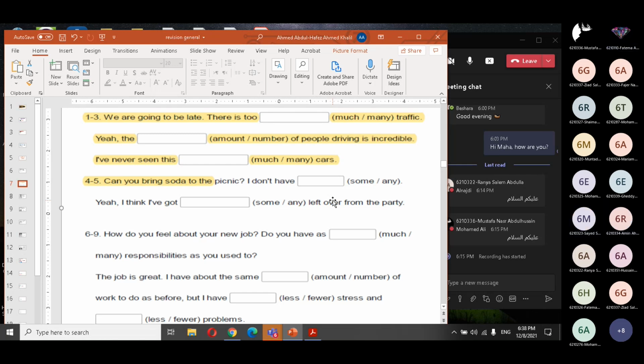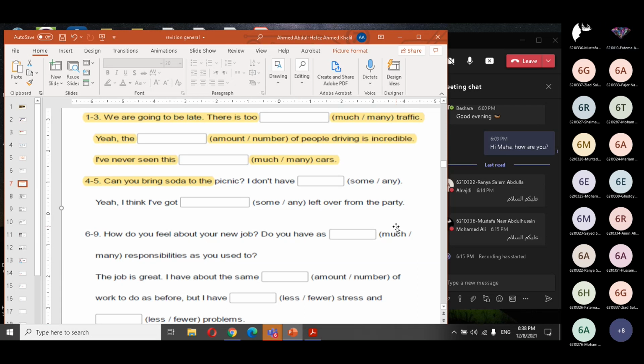Traffic. traffic، الازدحام المروري، ازدحام نقدر نعده traffic. Can you make the word traffic plural? No. So the word traffic is uncountable. That's why we say much. Okay.